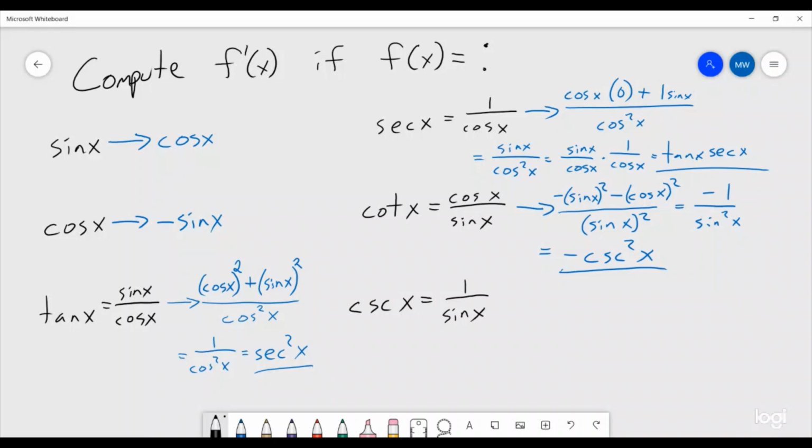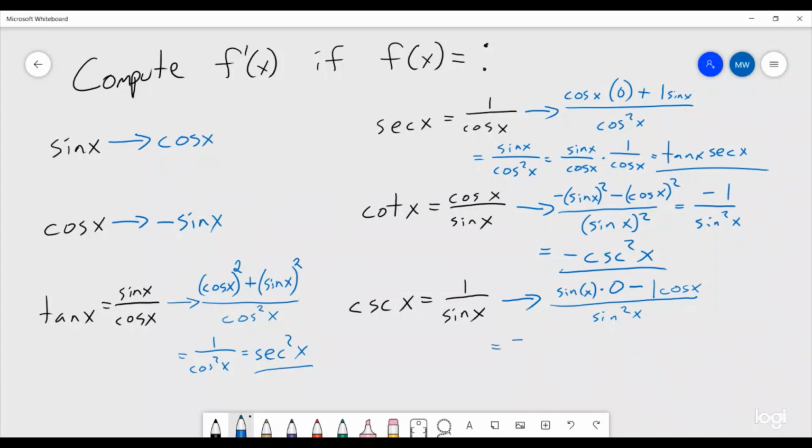So, taking the derivative, quotient rule, here we go. We got low d high, so that's sine x, times derivative of the top, 0, minus high, so minus 1, times the derivative of the bottom. Well, the derivative of the bottom is cosine x, so we just have a minus cosine x, all over the denominator squared, so that's a sine squared x.